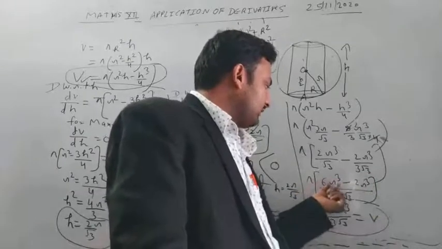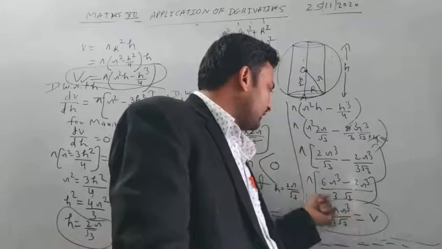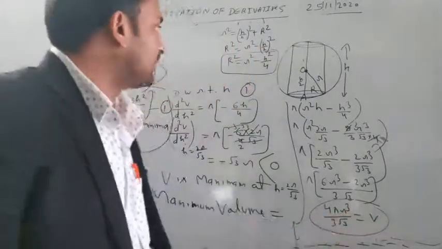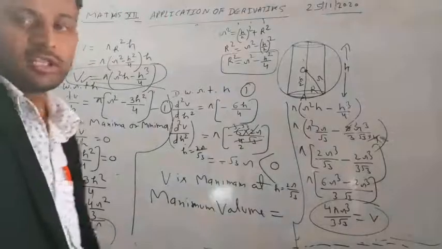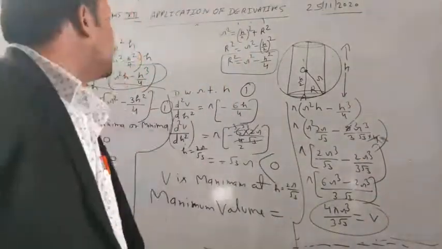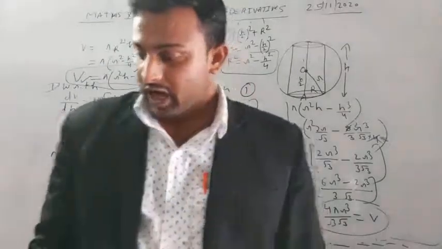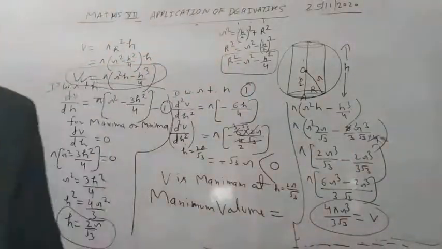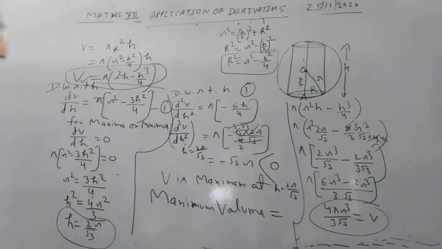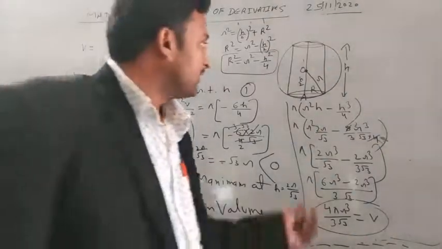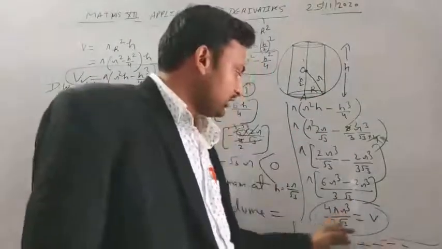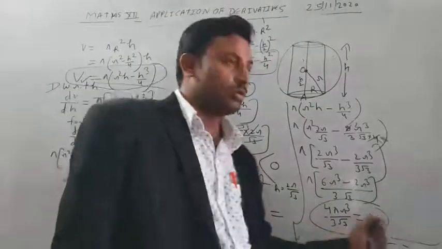After subtracting, we get 4r cube, and this is multiplied by pi. So the volume will be 4 pi r cube by 3 root 3. It will be our required result. In this way, the maximum volume of the largest cylinder that can be inscribed in a sphere of radius r will be 4 pi r cube divided by 3 root 3.